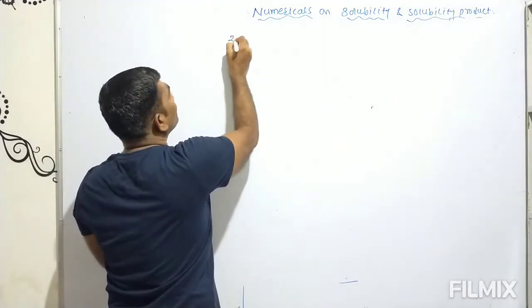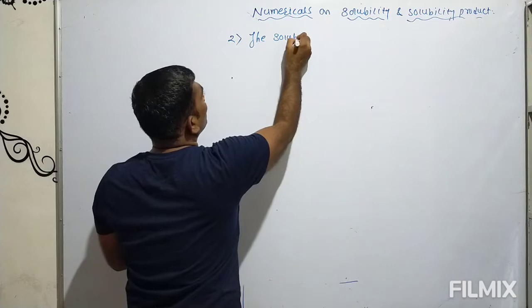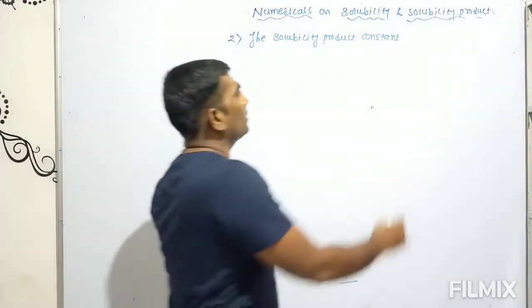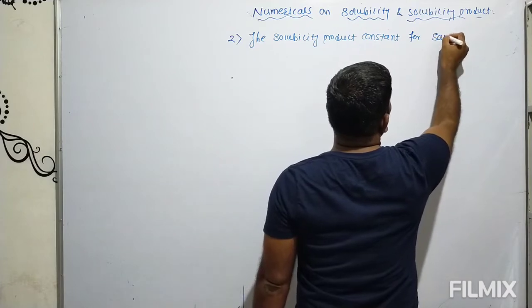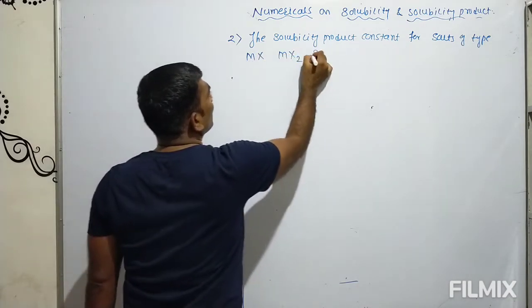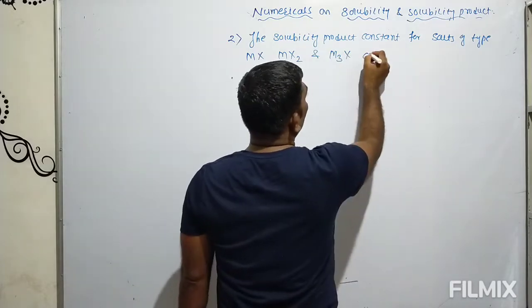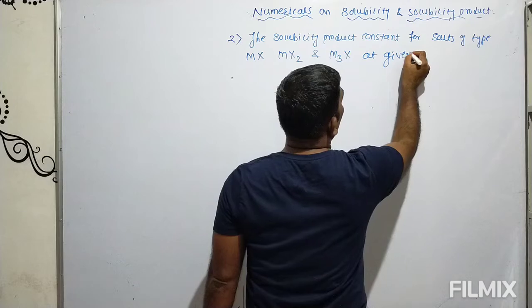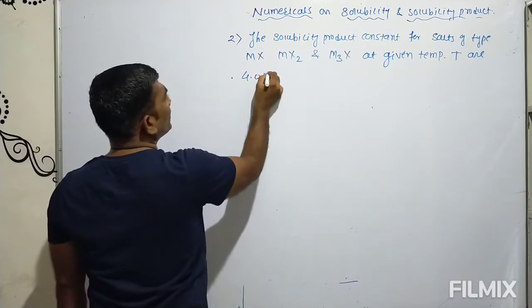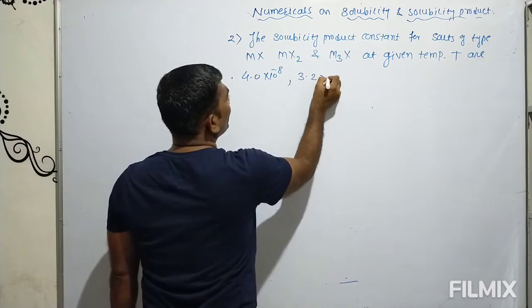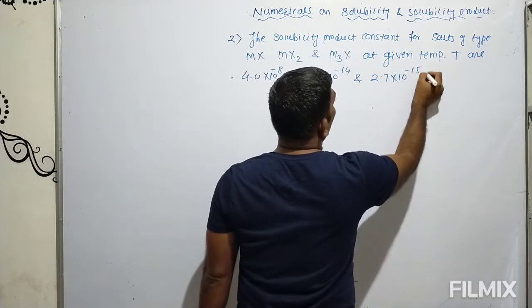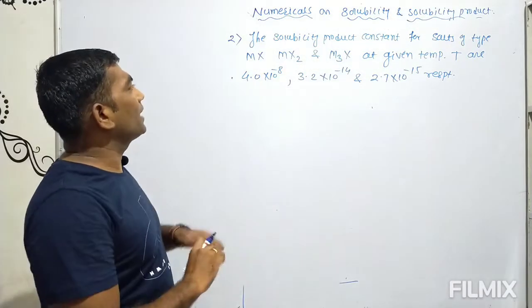Next, numerical number second. The solubility product constants for salts of type MX, MX2 and M3X at a given temperature T are 4.0 into 10 to the power minus 8, 3.2 into 10 to the power minus 14 and 2.7 into 10 to the power minus 15 respectively. KSP values are given for these three salts.